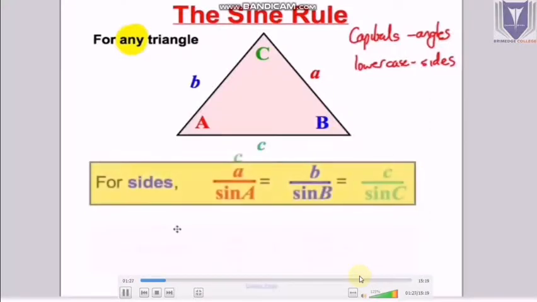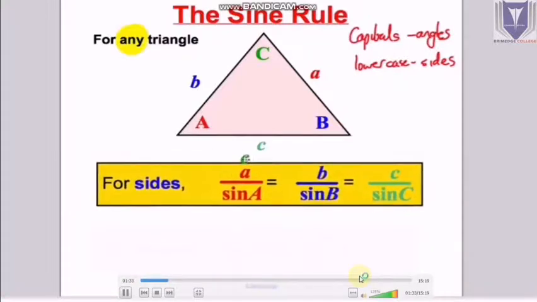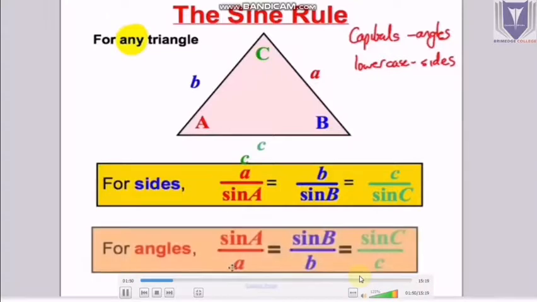Any triangle, as much as none of its angle is 90, sine rule is applicable. So it states that A over sine A is equal to B over sine B equal to C over sine C. This is when you need to find one side. You apply the sine rule. Note, before you can apply sine rule, you must be given a particular angle and its opposite side.